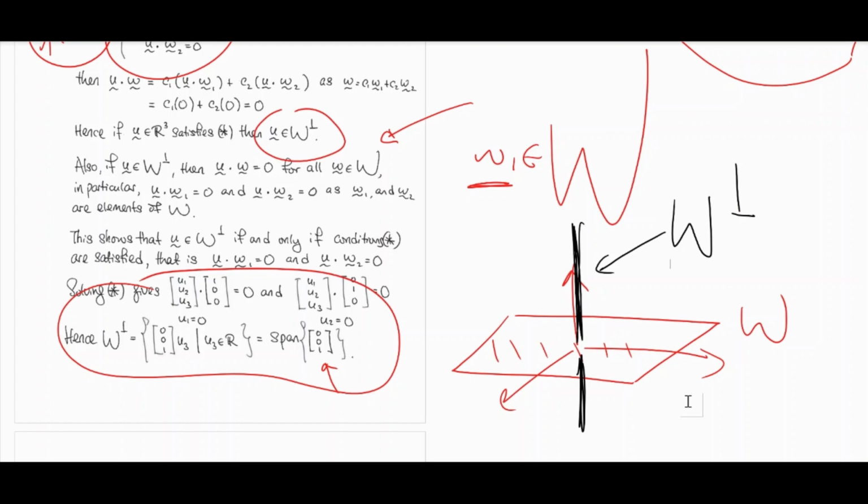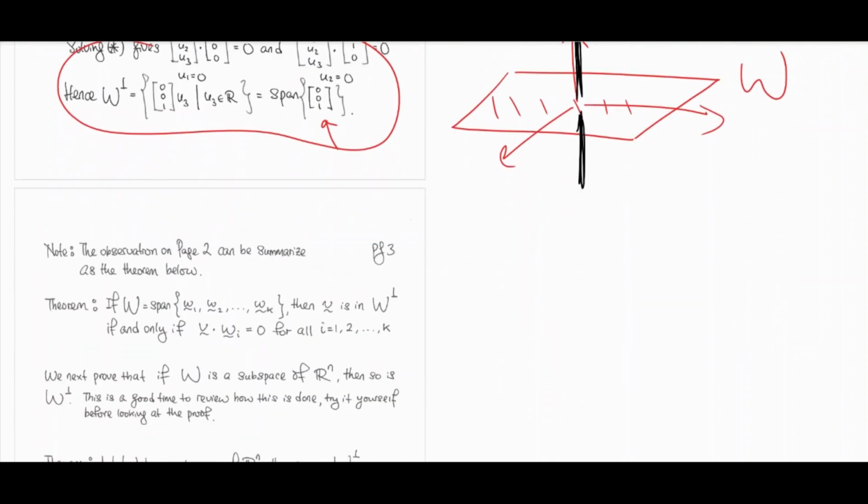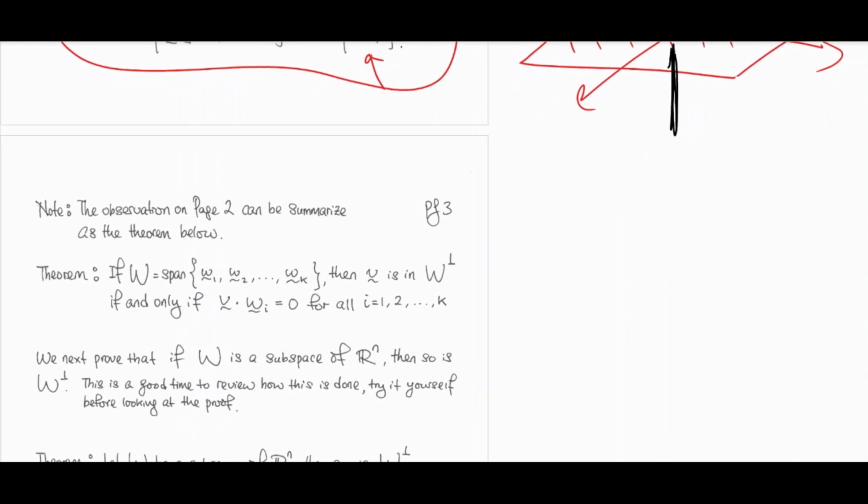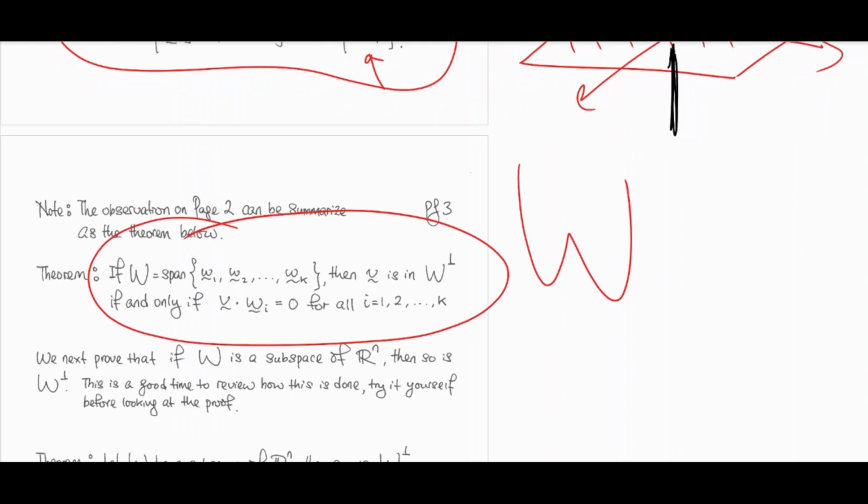So we can summarize these observations here and write them as a theorem. This is a theorem I am talking about, right? So if you have a vector space W, this vector space W either has only the 0 vector in it, or it will have infinitely many elements.